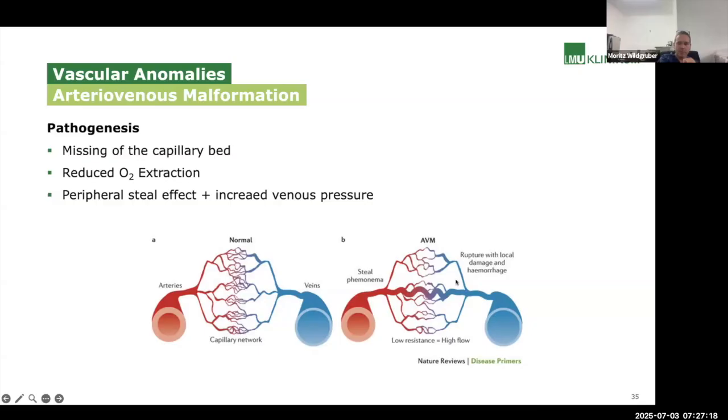And the strange thing about AVMs is that, for example, if you have one in the extremity, you have a high blood flow through the extremity, but the tissue is getting ischemic because the capillary bed is missing and there is no O2 extraction in the capillary bed. And due to the shunting, all the oxygenated blood is essentially flowing through the extremity, but not getting to the tissue.